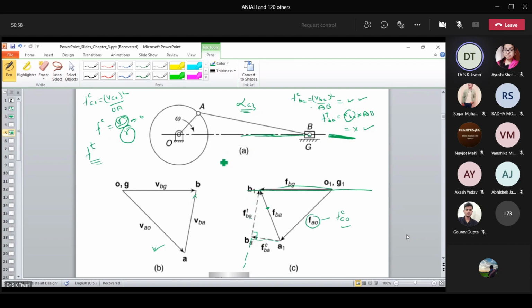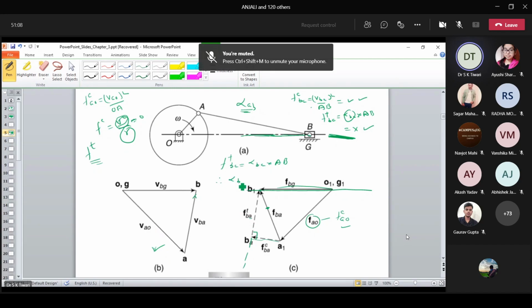तो मुझे मालूम है FTBA is equal to अल्फा BA into AB। FTBA यहाँ से दिया हुआ है, therefore alpha BA will be FTBA divided by AB। मिल गया मेरे को? क्लियर?